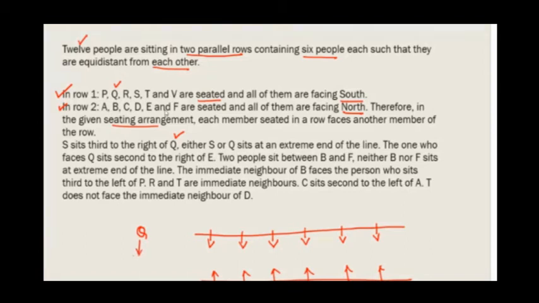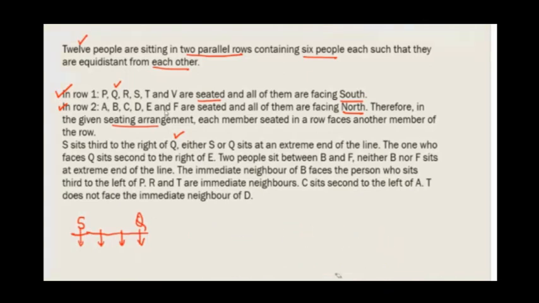Now S sits third to the right of Q. Now which is the right of Q? Q is facing south, so your left is going to be Q's right. So one place to the right, two places to the right, third to the right. So S is seated third place to the right of Q. See if you're getting it. Just leave this for a moment.